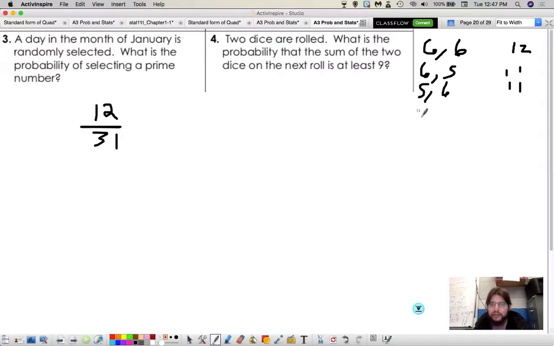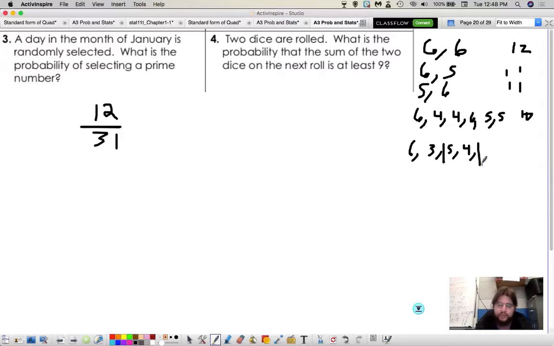For 10, we can get a 6 and a 4. We can get a 4 and a 6. We get 2 5s. That's the 10. So far, 1, 2, 3, 4, 5, 6 possibilities. How many ways can we get a 9? A 6 and a 3, a 5 and a 4. So the order does matter here. This is like separate.